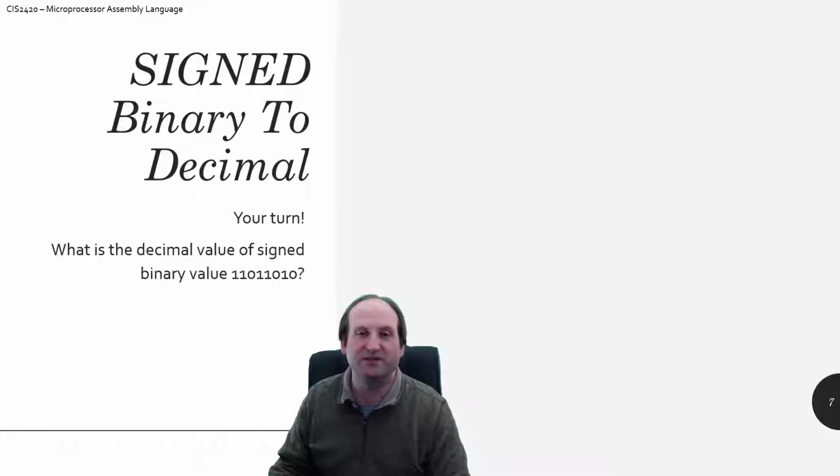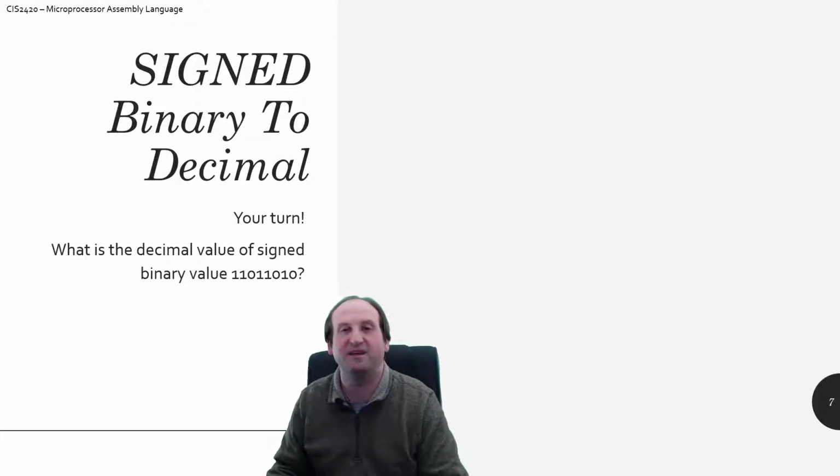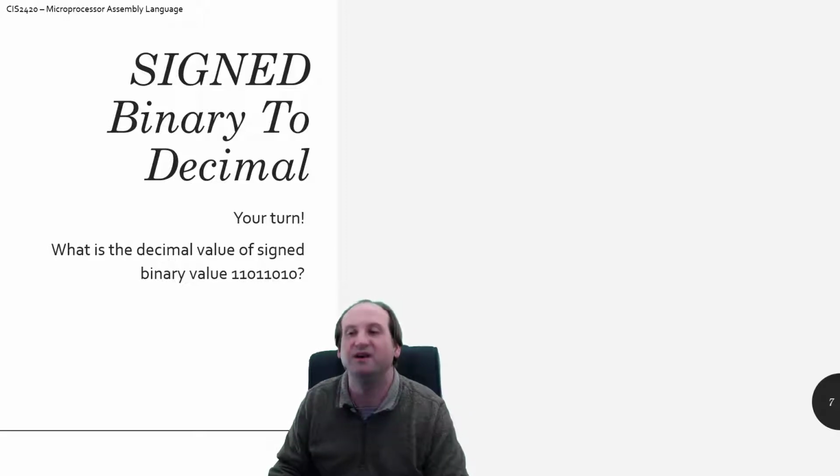So now it's your turn. We'll just do the same thing for a different number. I'd like you to try to take 1101 1010, and I'll tell you up front it's a signed binary value, and I want you to figure out what number that is in base 10 decimal.